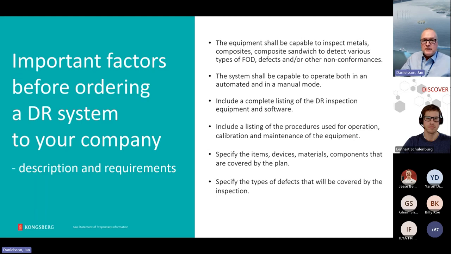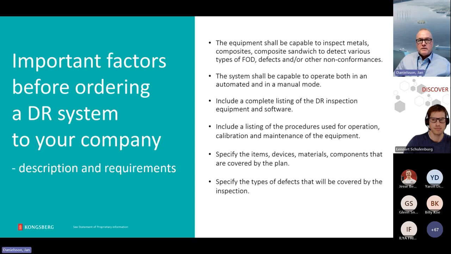So, this is a lot of factors that we went through before we ordered the DR system. It is a lot of important things to think about and go through together with the manufacturer. It's both descriptions and requirements for a new DR system. The equipment shall be capable to inspect metals, composites, composite sandwich, to detect various types of FOD defects and or other non-conformance. The system shall be capable to operate both in automated and in manual mode.